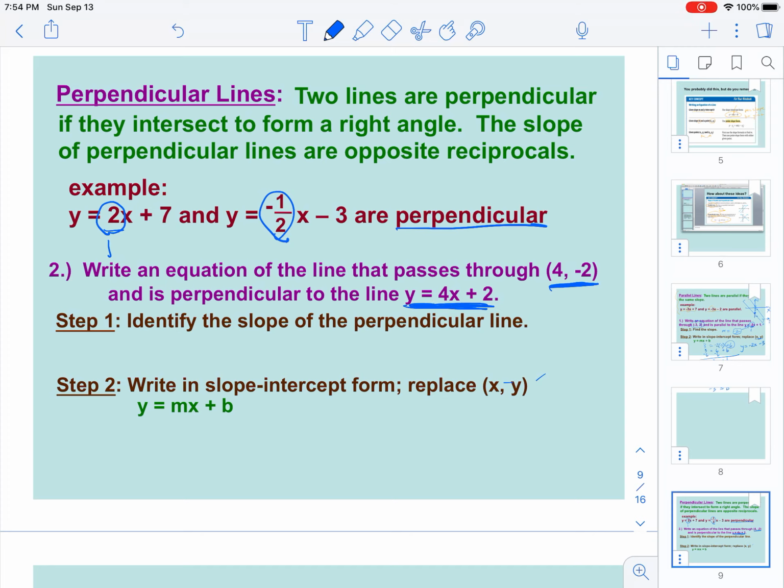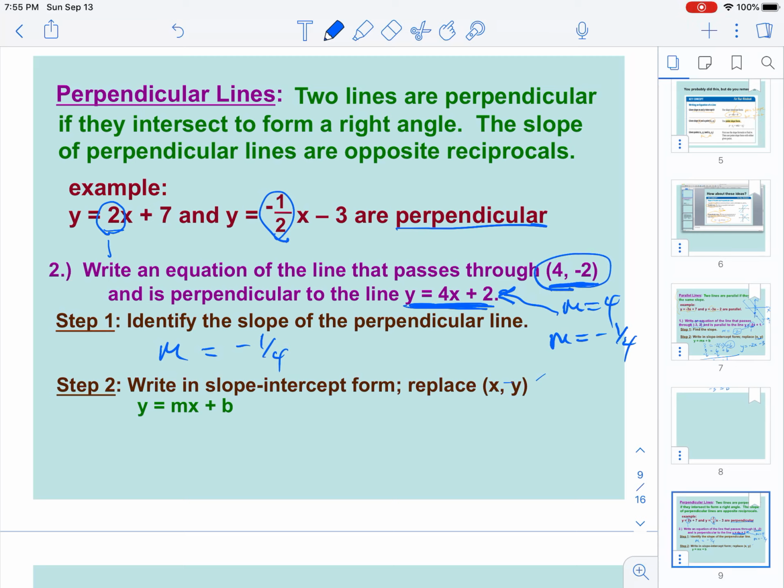Well, let's start by identifying the slope of the perpendicular line. If this has a slope of 4, any line perpendicular to y equals 4x plus 2 has to have, think about it, say it, write it down. I hope that you wrote this, -1/4. The slope of the line perpendicular to this one has a slope of -1/4.